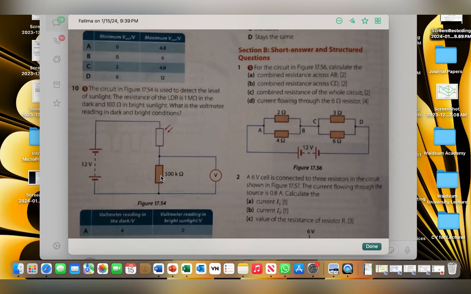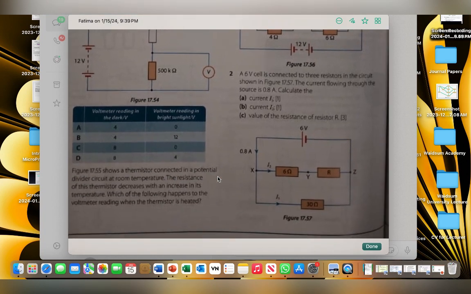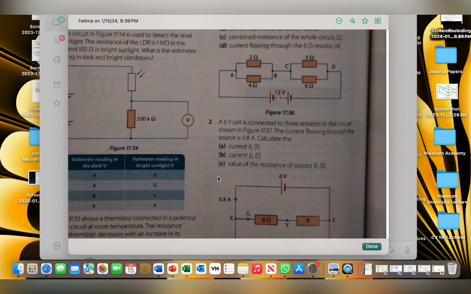Is that okay? The one on top is the one that you have the voltage across. So it will be 500 kilo ohms, which is 5 times 10 to the power of 5, over 1 times 10 to the power of 6 plus 5 times 10 to the power of 5, multiplied by 12. You get the output voltage here. Is that okay? So these questions are the second question that I have given to you for physics.